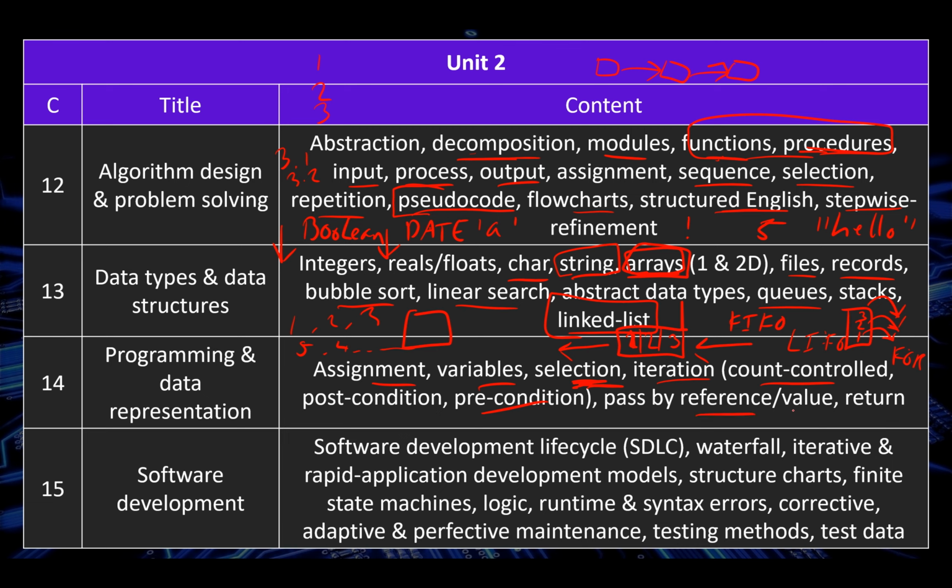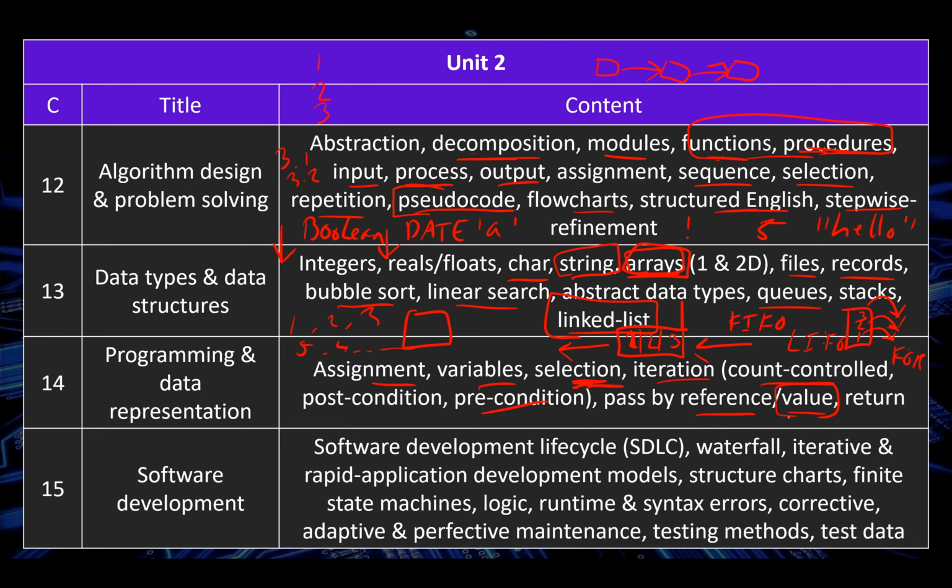Then something called pass by reference and pass by value. Pass by value is the default. This means that if we have a module, function or procedure, when we pass data into that as a parameter, then if we're using pass by value, that data will be copied. And anything that we change inside that module is not going to change the original variable.